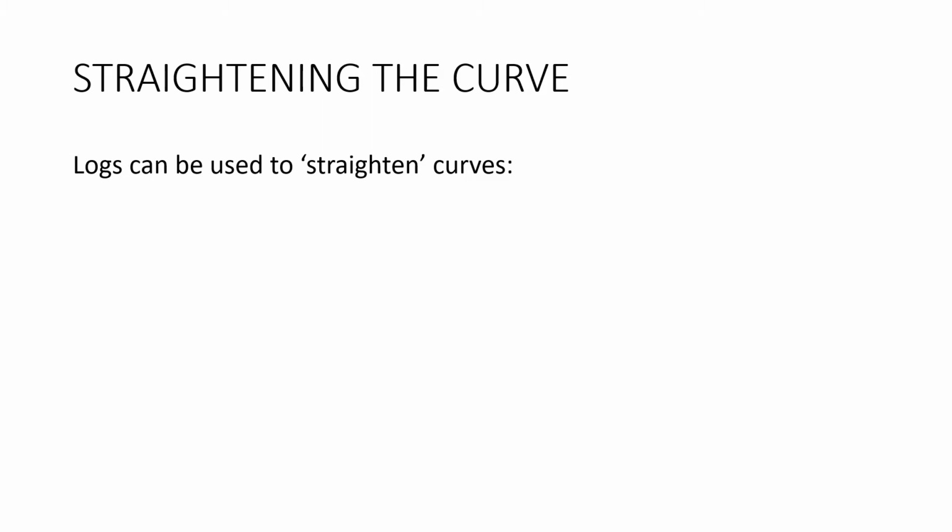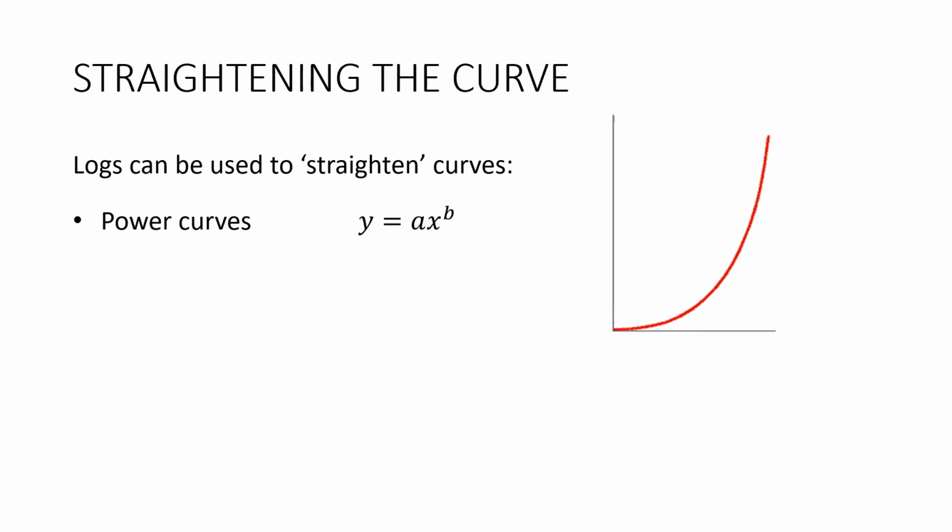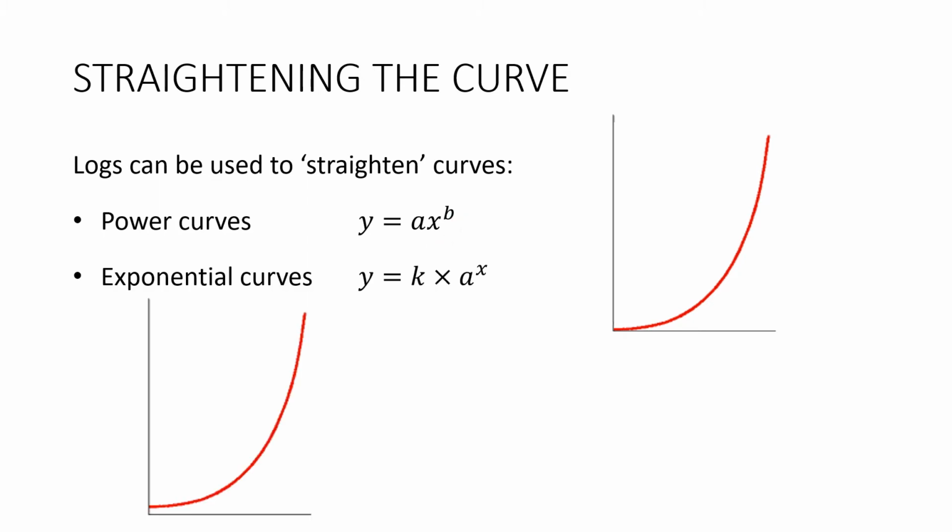And this is a technique that's particularly used in the sciences, and you'll probably see it in years 11 and 12. There are two types of curves that we can straighten. Power curves, that's where we've got x to the power of something like x squared. And exponential curves, that's where we've got something to the power of x. And these graphs both look fairly similar, except this one goes through (0, 0), and the exponential curve doesn't.